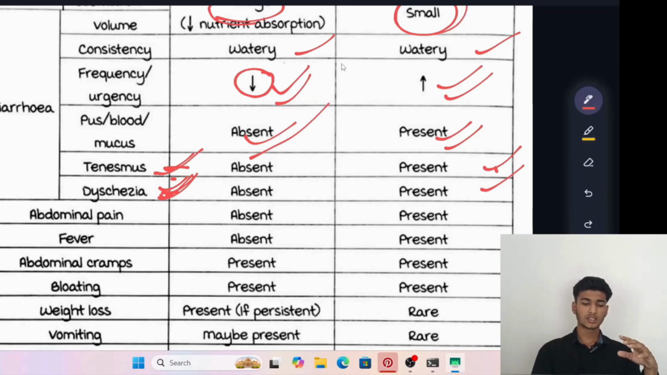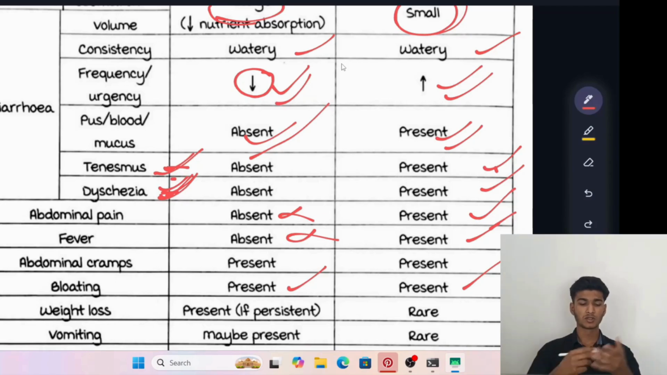In small intestinal diarrhea, there is no invasion, so there will be no abdominal pain and no fever. There is invasion in the large intestine, so there will be abdominal pain and fever. Bloating and gas formation will be present in both the small and large intestine, because most of the stool is staying there. Fermentation processes are also happening at the same time, so bloating will obviously be present.